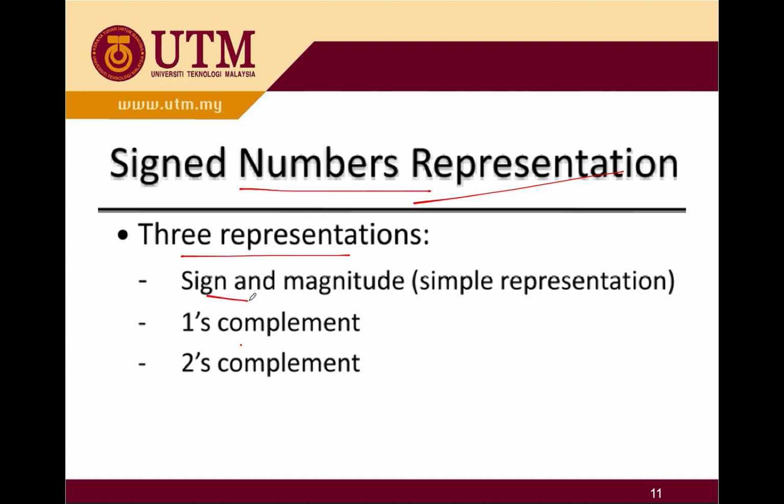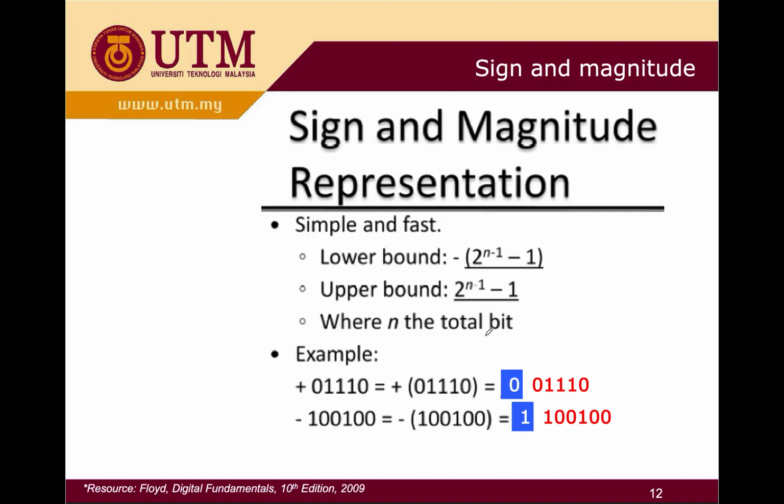First of all, sign and magnitude, which is the simple representation that you already learned previously, where 0 is positive and negative is 1. So this is a simple representation. And then you are going to learn the first complement and second complement. Now, let's take a look at what a first complement and second complement are.